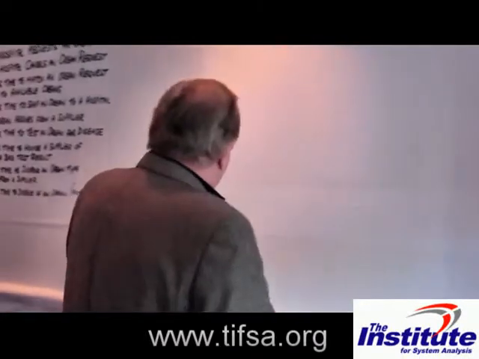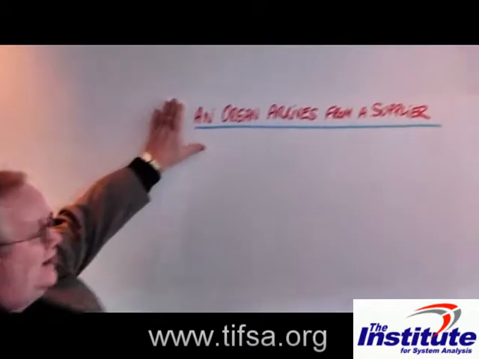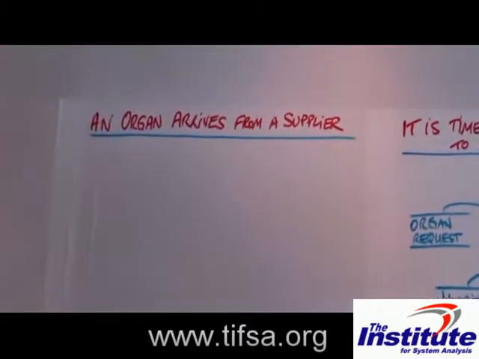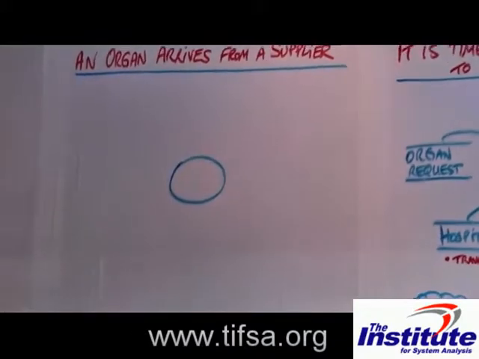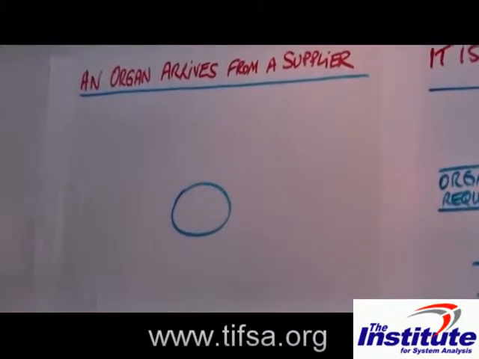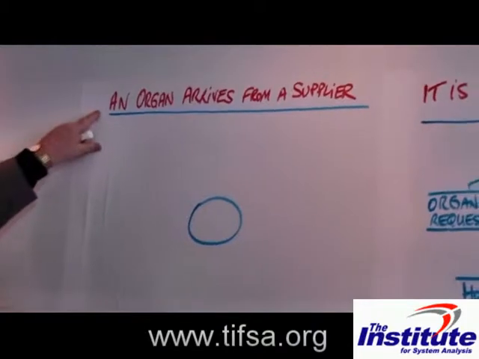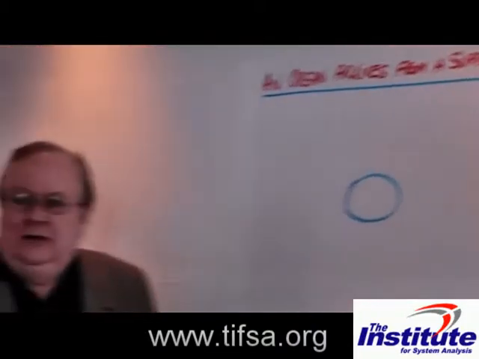So let's look at the next event on our list of events from our table of events. An organ arrives from a supplier. I want to be able to deal with that one. So I'll draw the bubble representing the process. First question is, how do I know that an organ arrives from a supplier? Well, I know because it shows up.